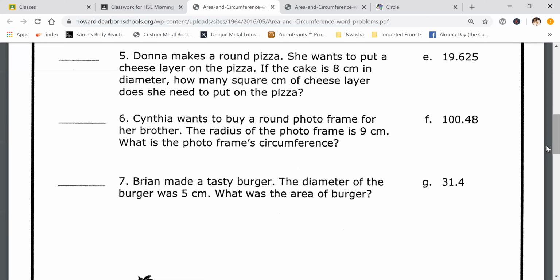So when you're doing area, you're back to pi r squared. The r stands for radius. So if the diameter is 5, what is the radius of the burger? If the diameter is 5, then the radius is going to be half of that, 2.5. So what you're going to say is 2.5 times 2.5 times 3.14.